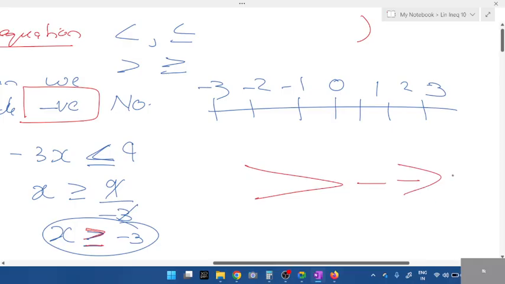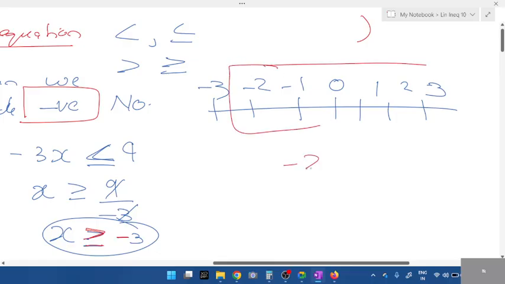Which side? Right hand side, right? It is going towards right. So after minus 3, what do you mean by minus 3? Greater than minus 3. After minus 3, what are the numbers you have to take? Minus 2, minus 1, 0, 1, 2.